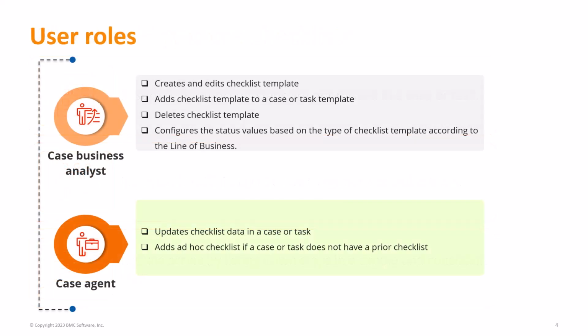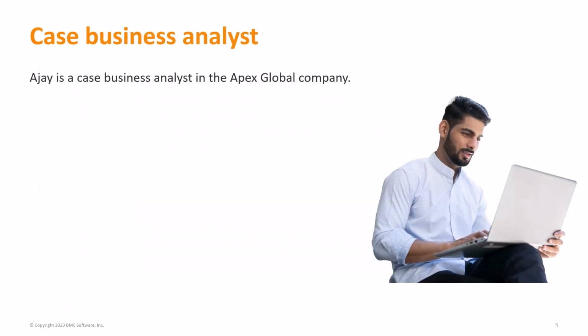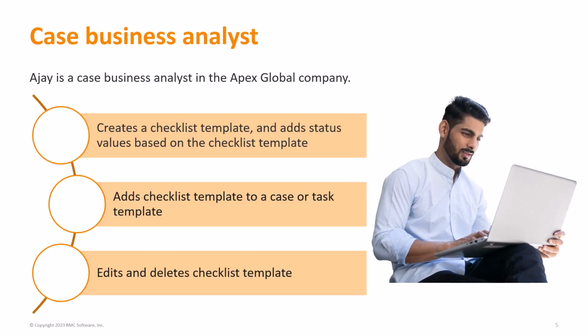There are two user roles available in BMC Helix Business Workflows: Case Business Analyst and Case Agent, who work on the checklist capabilities. Now, let's go over to AJ, who is a Case Business Analyst in the Facilities line of business in the Apex Global Company. He creates a checklist template for the line of business, adds status values as per the checklist template, and then adds the template to the case or task template. AJ can also edit and delete a checklist template, if required.